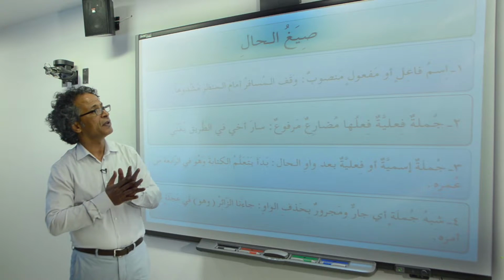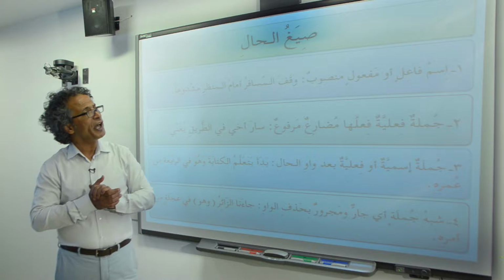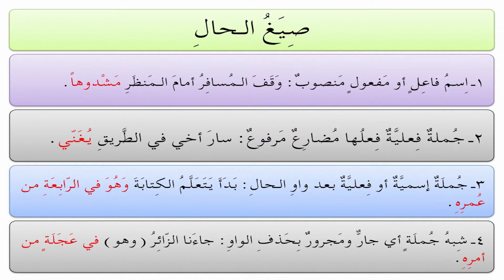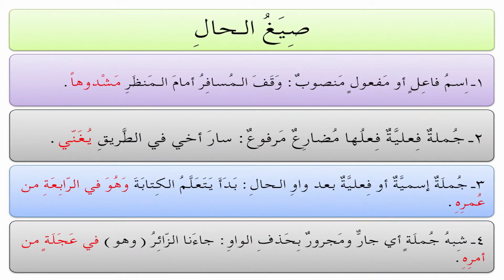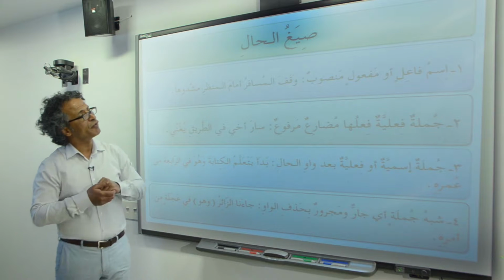صيغ الحال. Now the forms that الحال can take. أولا اسم فاعل أو مفعول منصوب. So it can be اسم فاعل or اسم مفعول that's in the نصب, right, with two فتحات. وقف المسافر أمام المنظر مشدوها. So مشدوها is اسم مفعول, and then it has the two فتحات at the end. That's one of the forms of الحال.